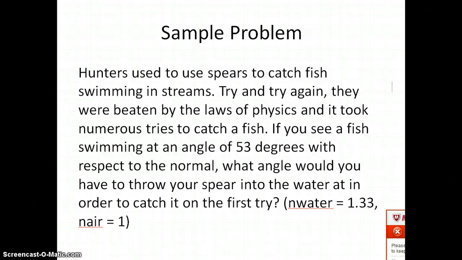So like I said, the n value is already given based on the two substances, which are air and water. Simply, this problem just asks you to calculate the angle by which you'd have to throw the spear into the water in order to catch the fish. And we know the fish is swimming at an angle of 53 degrees, so all we have to do is plug it into the formula and solve for the angle in air.